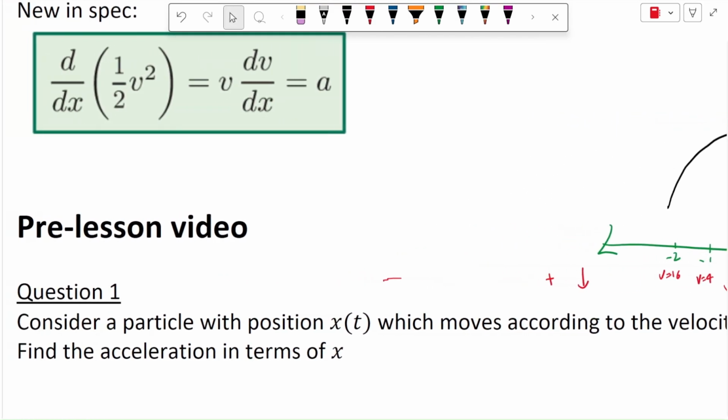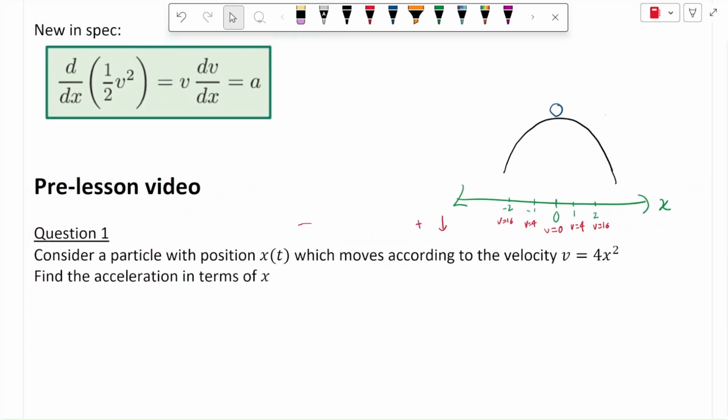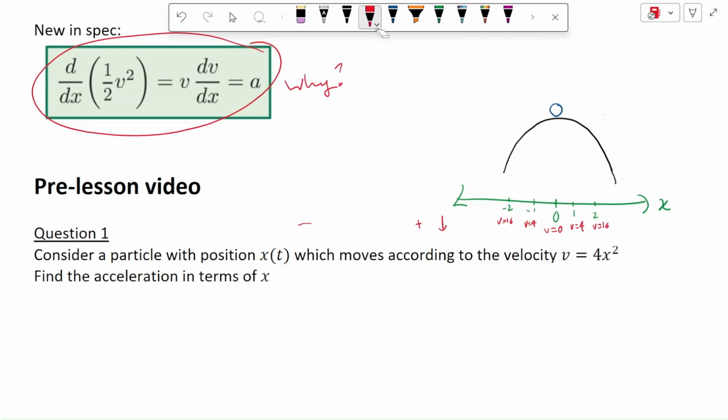Okay, so how do we do this in practice? We use this equation. Now, I'd really like you to think about why this equation is true. You can maybe prove that first one pretty easily and then use it to prove the second one. I will tell you at the end of the video, so keep thinking about why. But we'd like to find the acceleration, so you can use this version: v dv/dx is the acceleration.